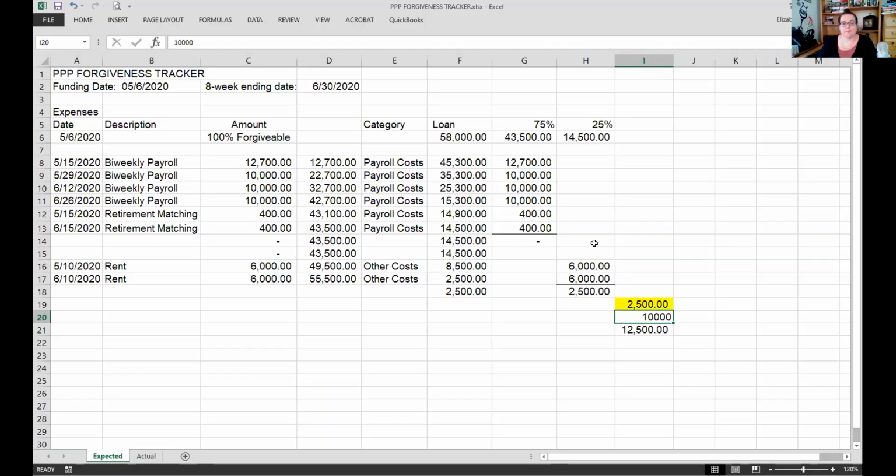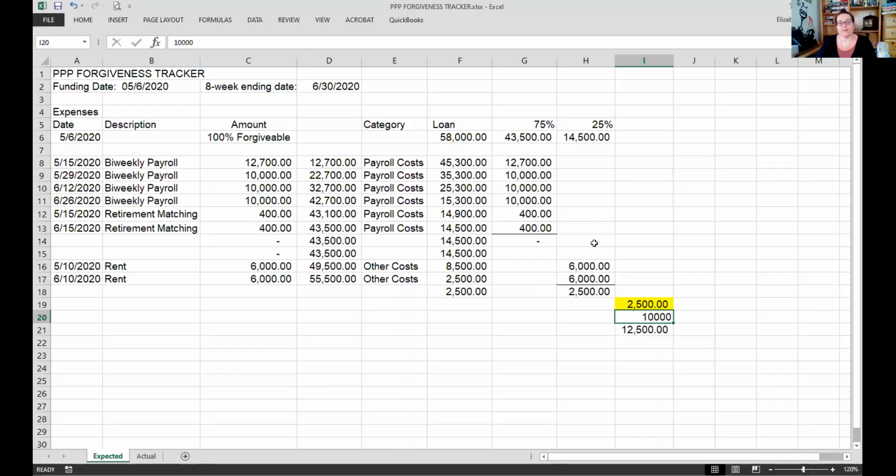Workers' comp, nope, not part of payroll costs. The payroll cost definition was exactly what was included on the application, and the definition was essentially gross payroll to employees. It can't be to contractors. It was the matching on retirement, the employer share of health insurance, and city and state tax expense to the company.